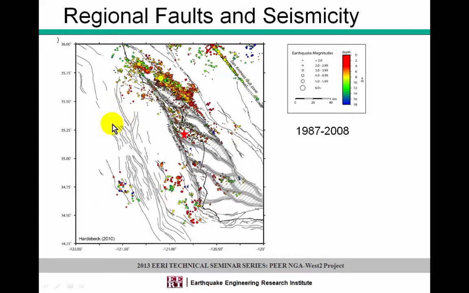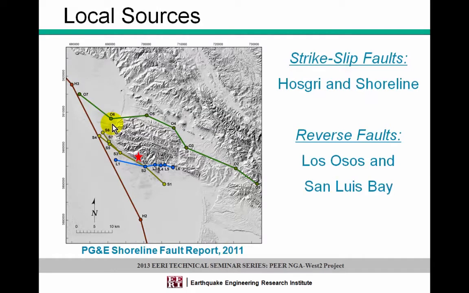If we move in now and look at a close view of the plant and the topography, this is again the central coastline of California. The plant is the red star here indicated. And there are basically four main sources, and I'll show a little bit later in a couple of slides that these are the four sources that control the hazard at the plant. And so I'll walk through them briefly.